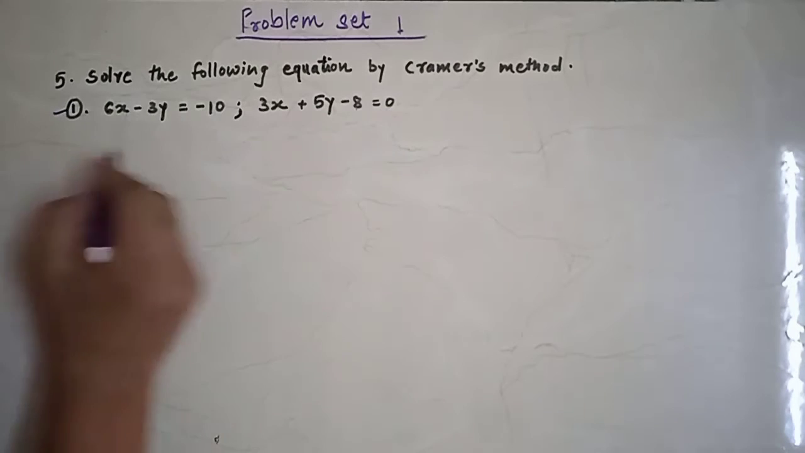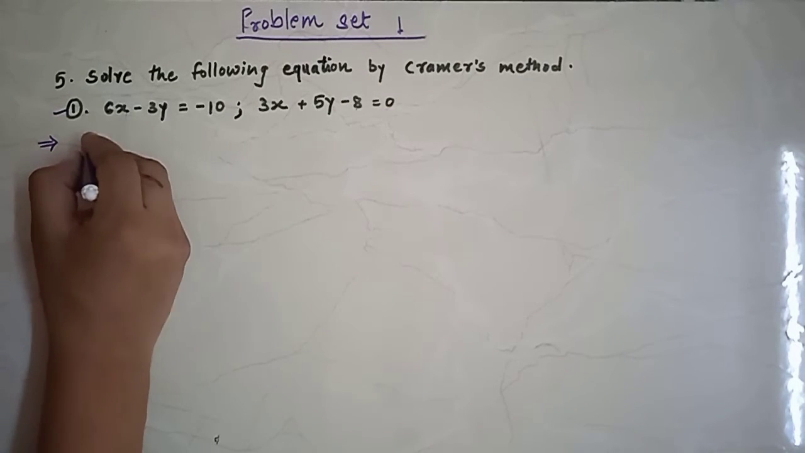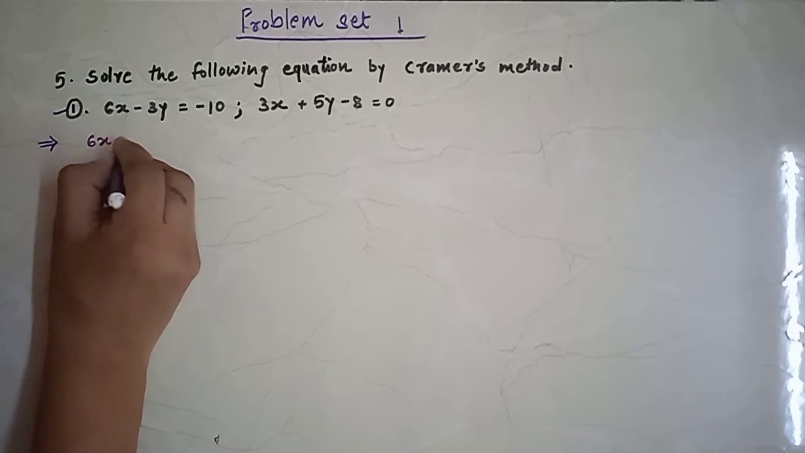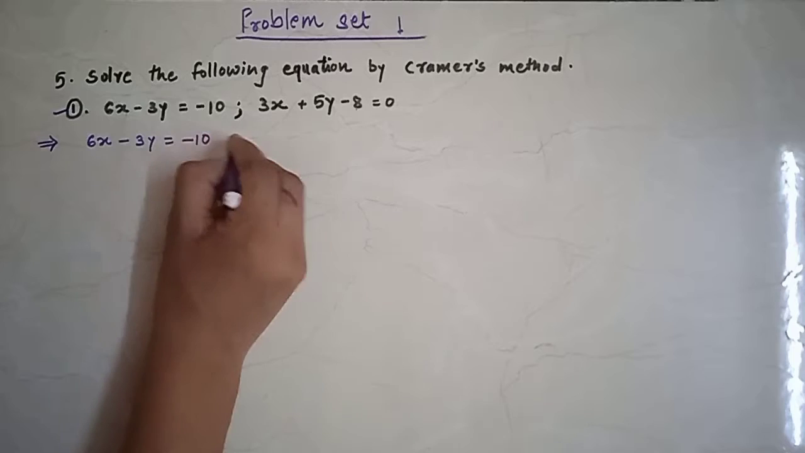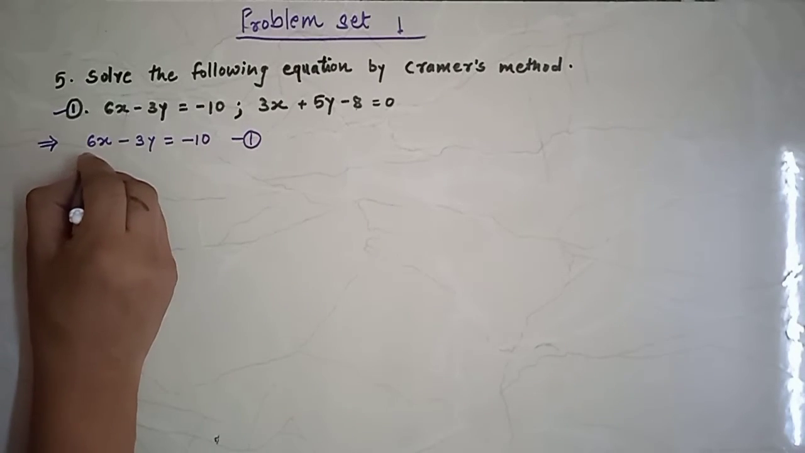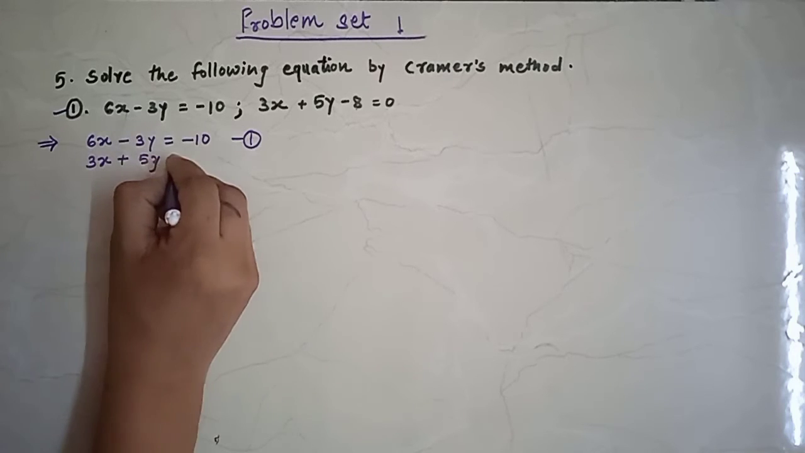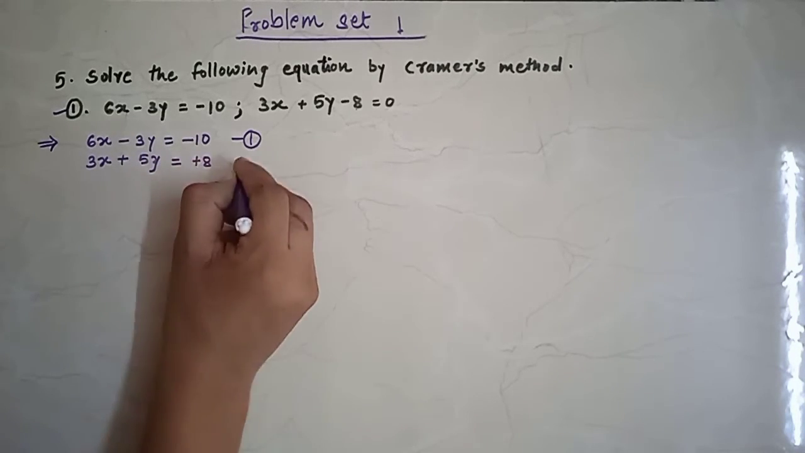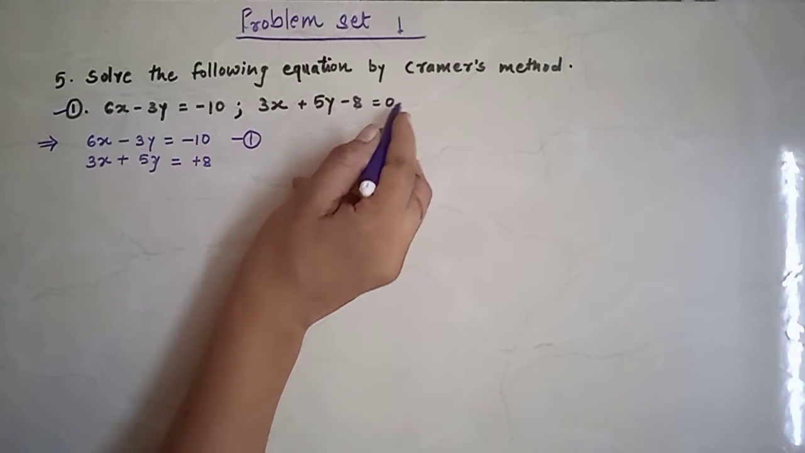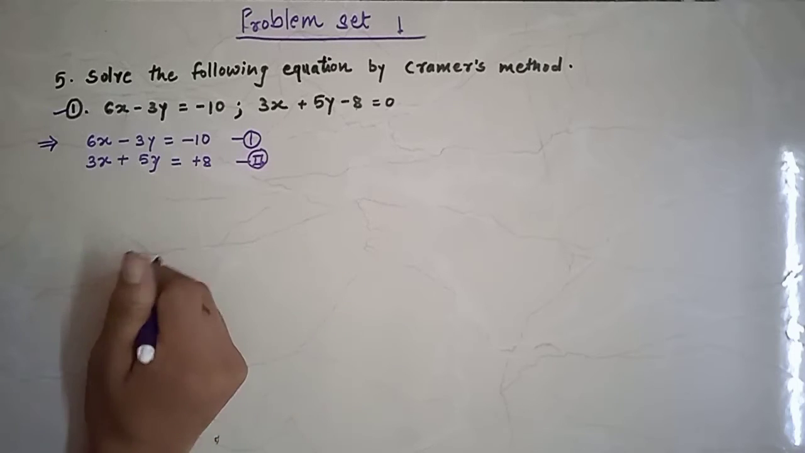Fifth question, we have to solve the equations by using Cramer's method. So write down the equations first. 6x minus 3y is minus 10 is the first equation, and 3x plus 5y minus 8, it goes to the plus side, okay, because it changes from left to right. So this is our second equation.